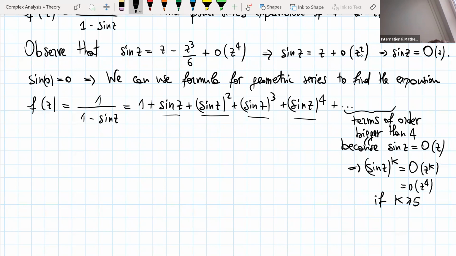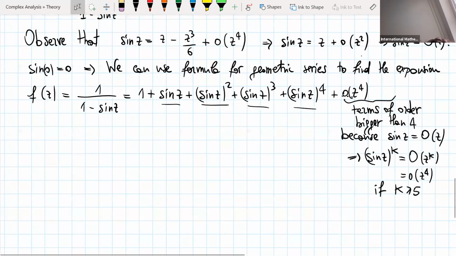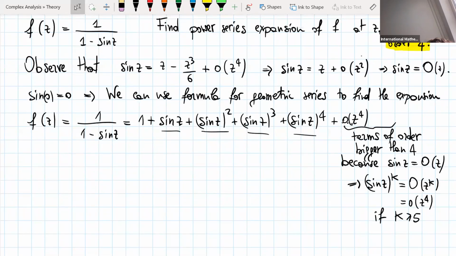Okay, so we see that we need only to consider powers of sinus of Z up to order 4. So all these terms here are then O of Z, so we don't need them if we want to compute our series expansion up to order 4. And now we have these terms: 1 plus sinus of Z, sinus Z squared, sin Z to the 4th. We want to find terms of order up to 4 for this function here.